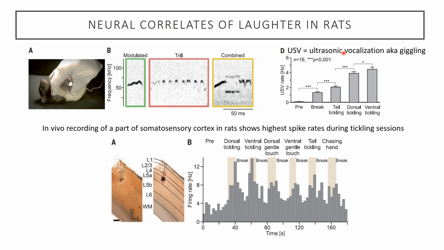So these ultrasonic vocalizations that we're calling giggling, that's the USV rate here. So how many times they're doing this per second. Prior to the tickling, there's really not a whole lot, but during the breaks, there appears to be some giggling that occurs. If you just touch the tail, it's a little bit more than before or the break, but they really start to giggle a whole lot when you do dorsal tickling, so tickling their back, or tickling their belly. Belly is the most. You can see that that's even higher than tickling the back.